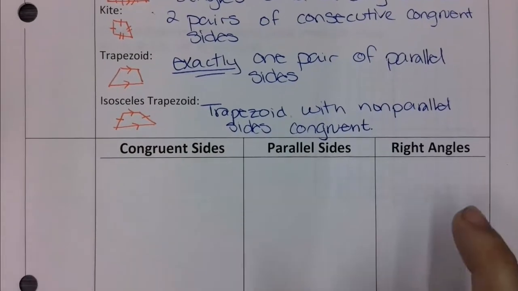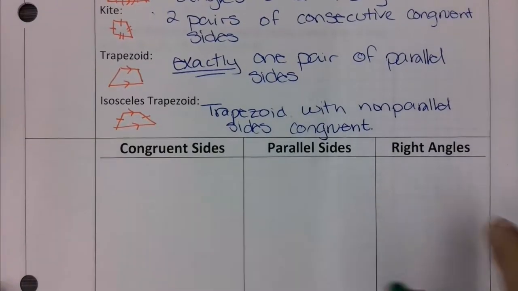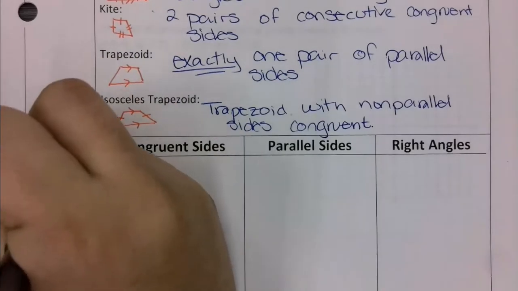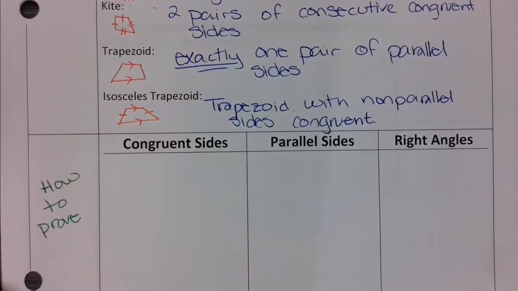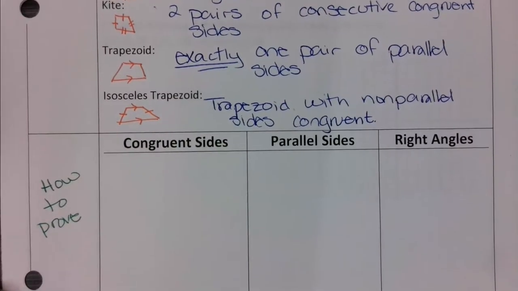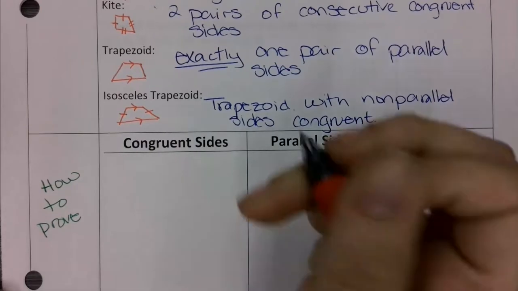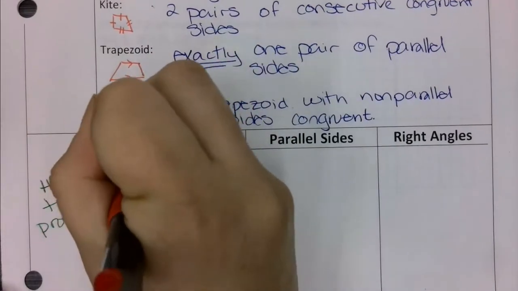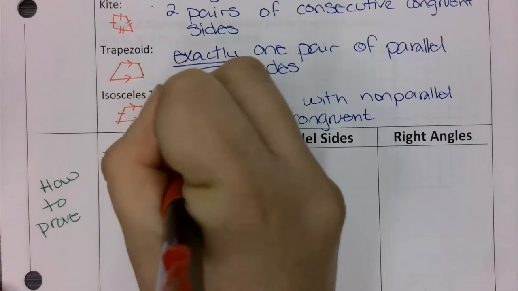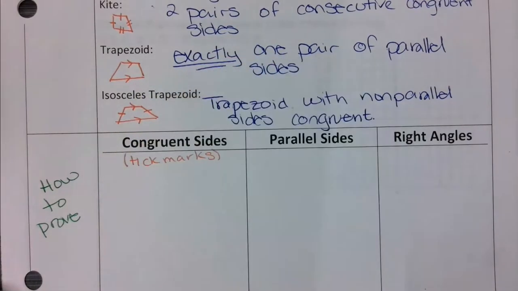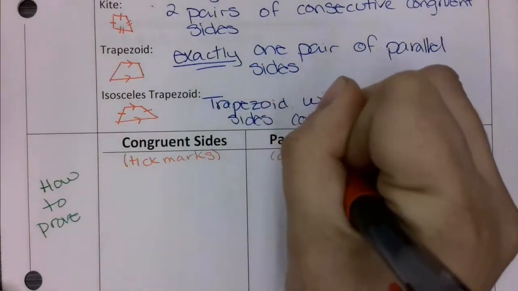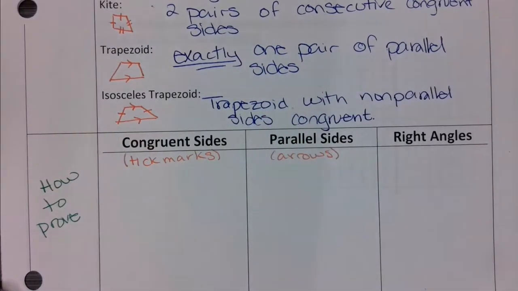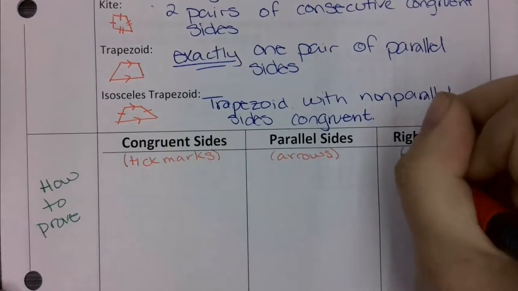Okay. So down here, these are things that when I'm proving, I will need to prove. So I'm going to write how to prove each of these in here. Remember, congruent sides were represented with tick marks, the lines. Parallel sides had the arrows. And right angles had the box.